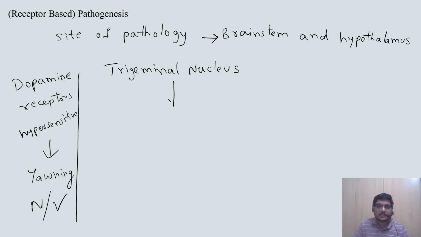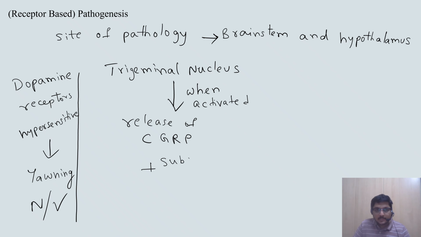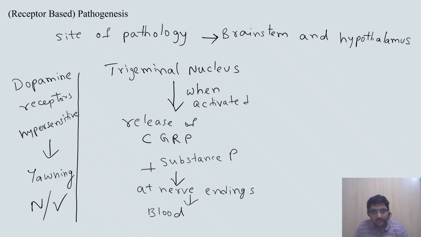What is the problem with this trigeminal nucleus in migraine patients? When the trigeminal nucleus is activated, there is release of calcitonin gene related peptide, CGRP. Along with CGRP, substance P is also released. They are released at the same nerve endings. At these nerve endings, there are blood vessels, that is arterioles, venules, the anastomosis of arterioles and venules, arteries, all the vascular system of the brain which are present near these nerve endings. These come into contact with the blood vessels.